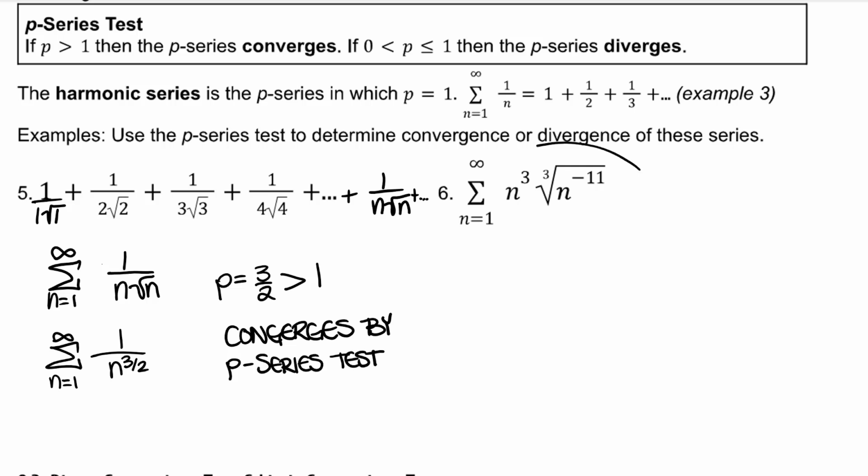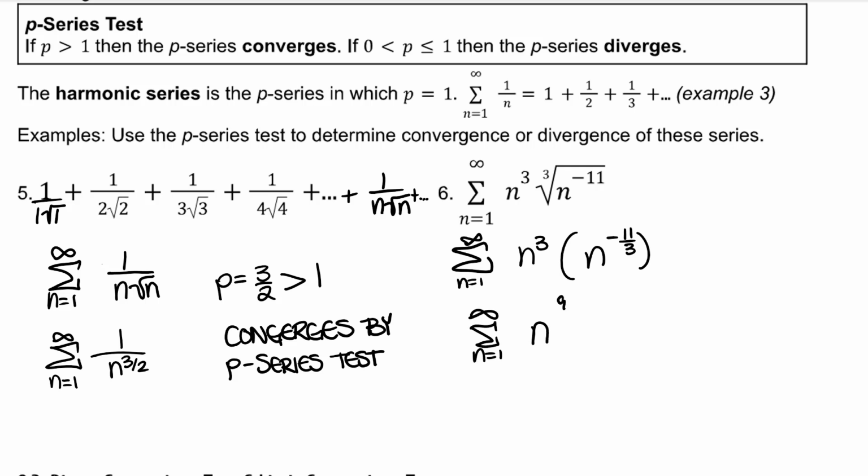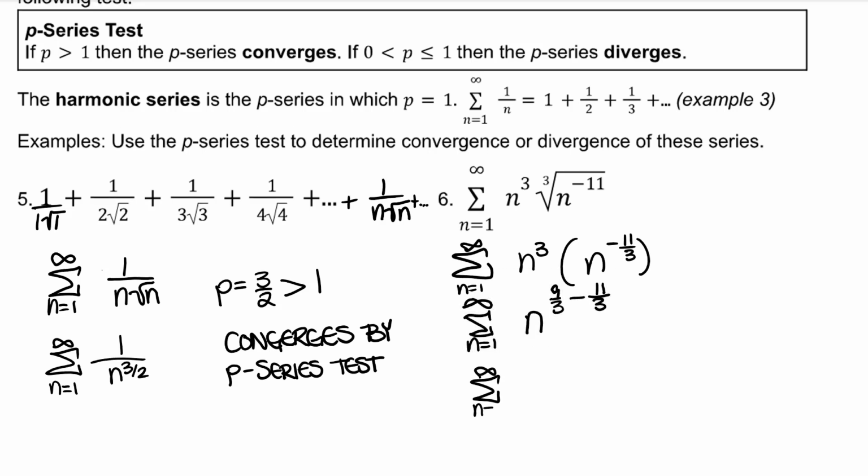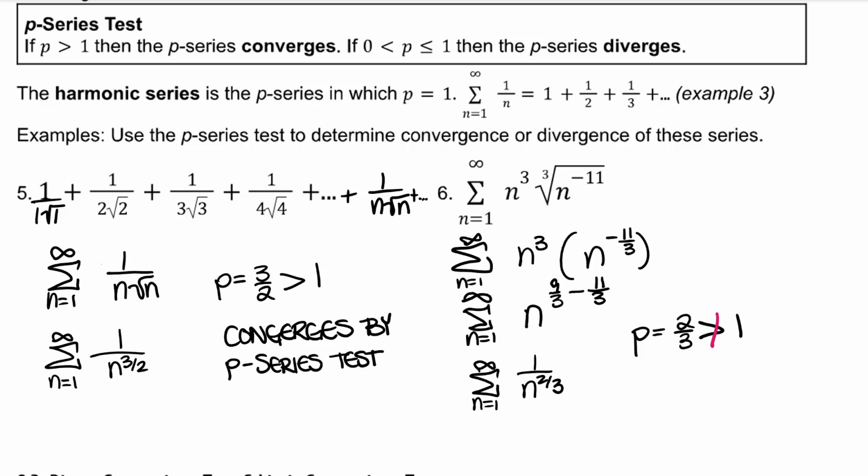I'll rearrange what's inside of our sum to figure out what p is. In this case, p is 2/3, which is not greater than 1. Therefore, this p-series diverges. And we could put PST instead of p-series test.